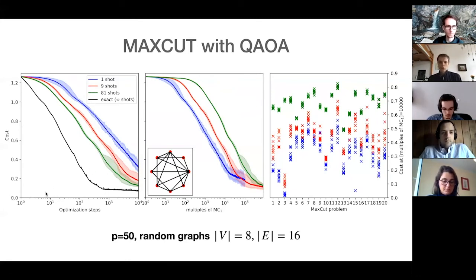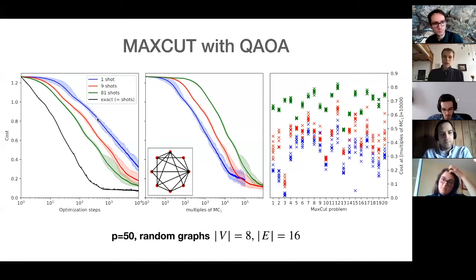And what you can see during the optimization is that this black line is the exact expectation values, so in some sense, like infinite shots. What you can see is it's simply counting by optimization steps. This is the fastest because the gradient has the lowest variance, namely no variance at all, 0. And so it converges as fast as possible. And if you go to lower shot numbers, then it takes longer to converge.